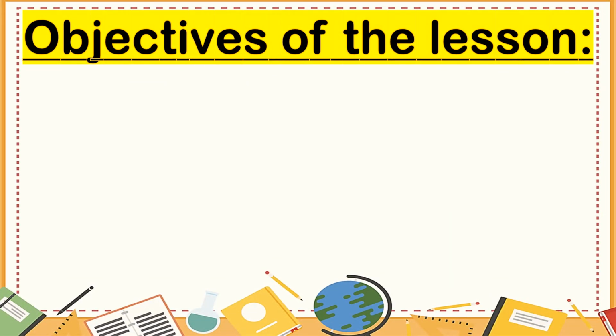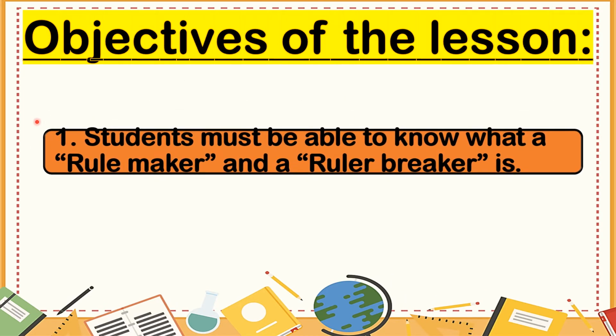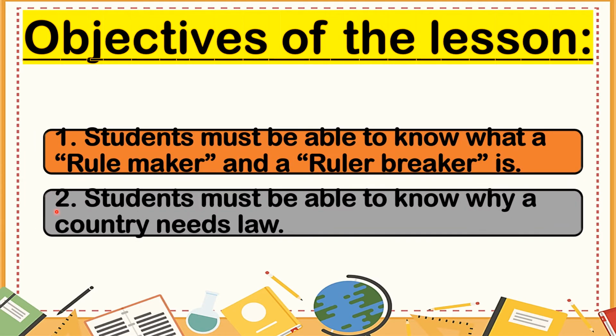Now, class, objectives of the lesson. The first one is students must be able to know what a rule maker and a rule breaker is. The second one, students must be able to know why a country needs law. So again, class, if you want to know about rule maker, rule breaker, and why you think a country needs law, then you have to watch the entire video.